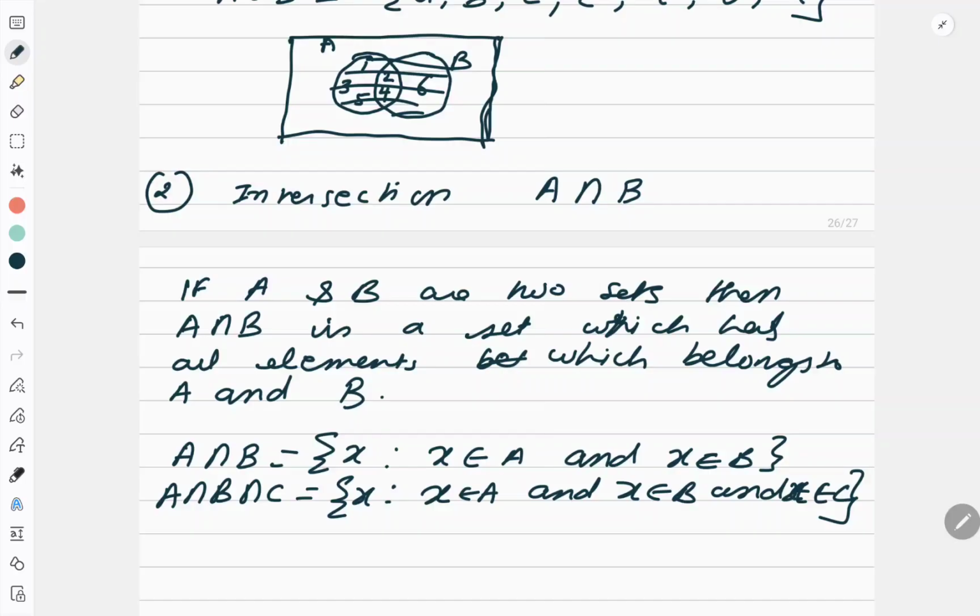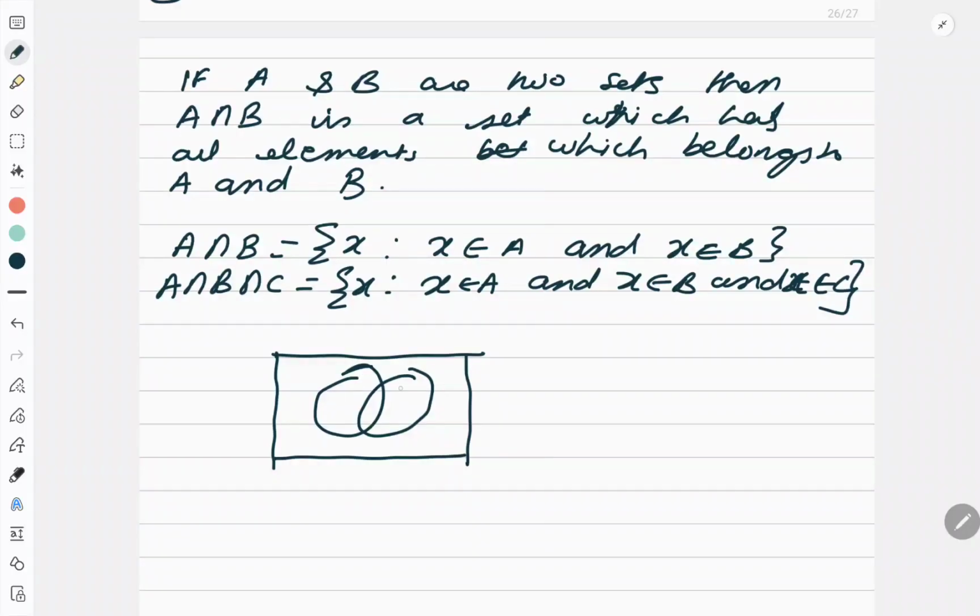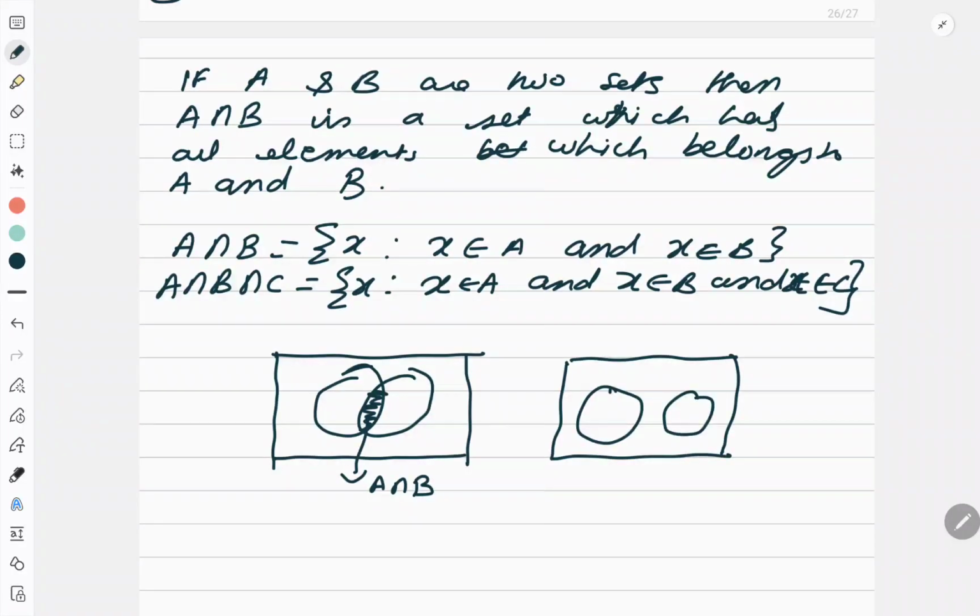Now when I am talking about the Venn diagram, how I can represent it in the Venn diagram? So this we have already discussed. If you have A and B, this portion is A intersection B. Okay. Now tell me what will be the value of A intersection B in this case? In this case, A intersection B is null set or a void set because there is nothing common in it.